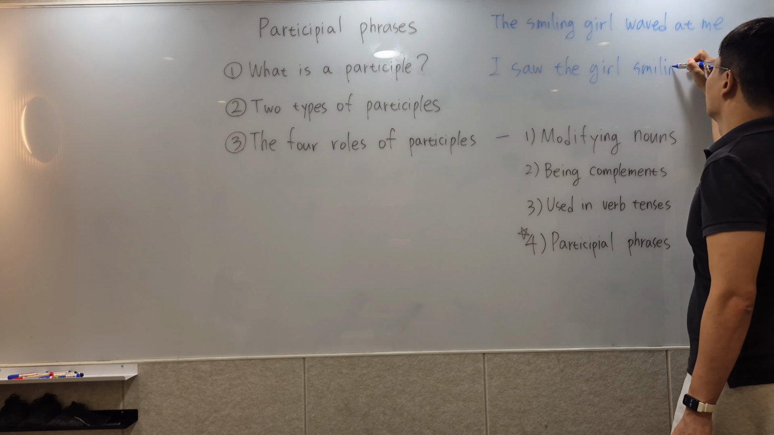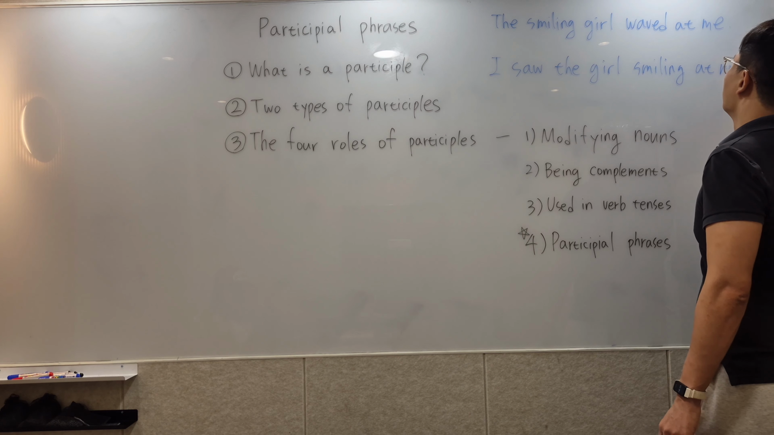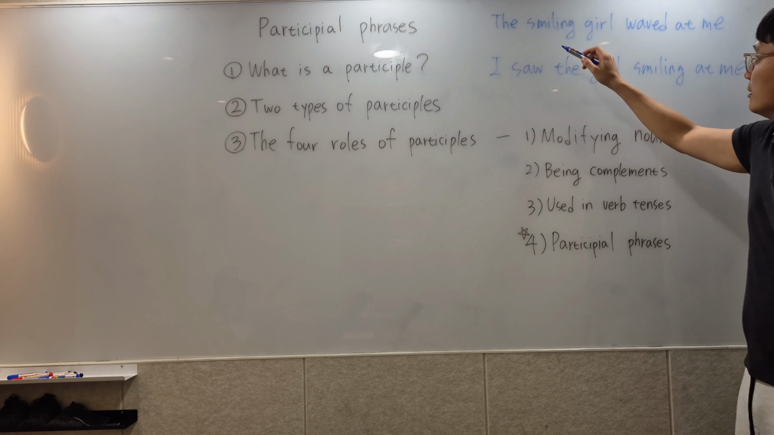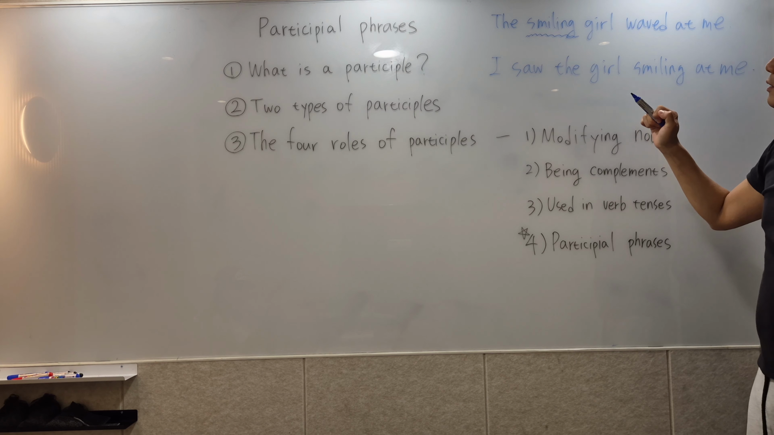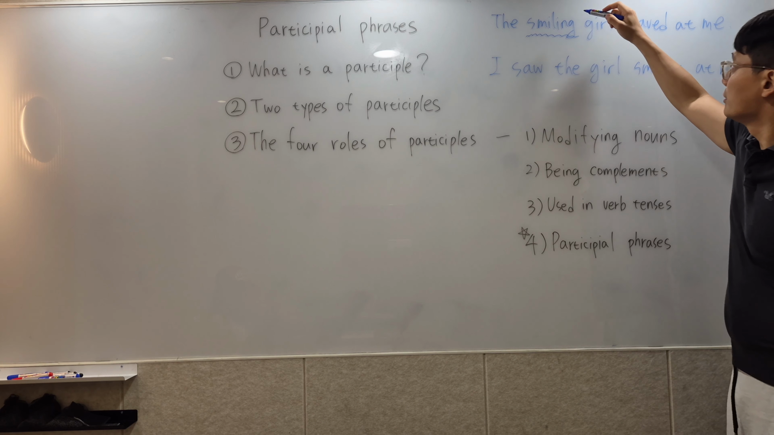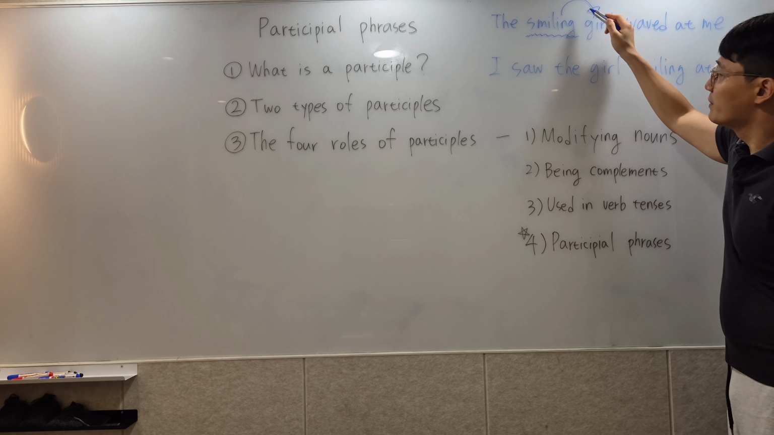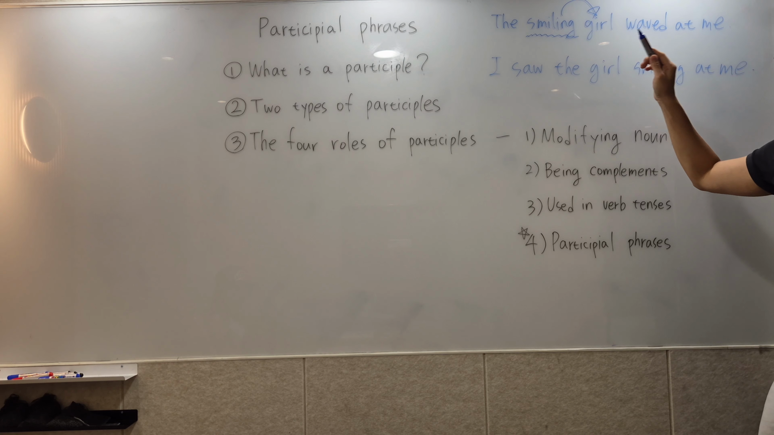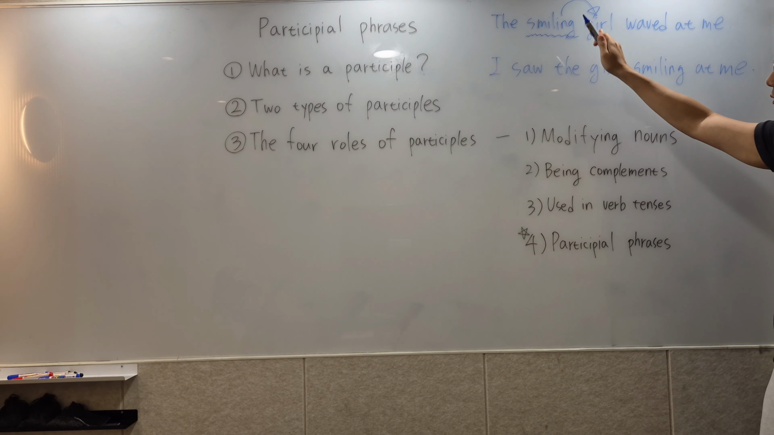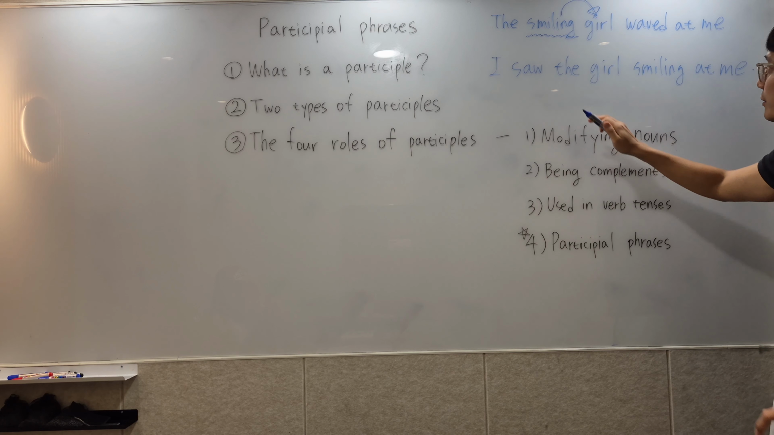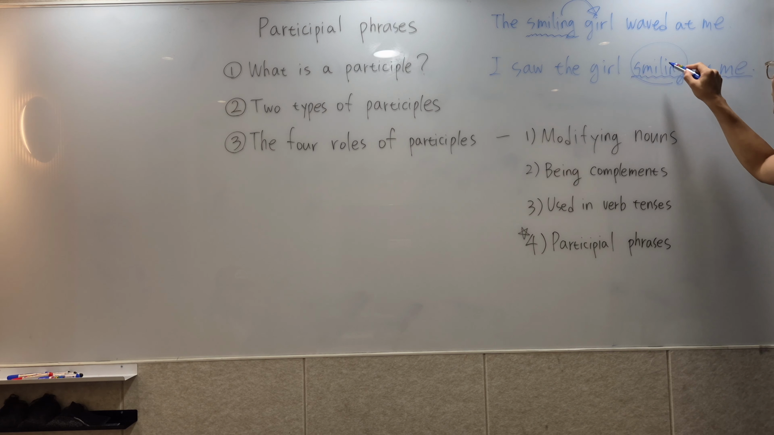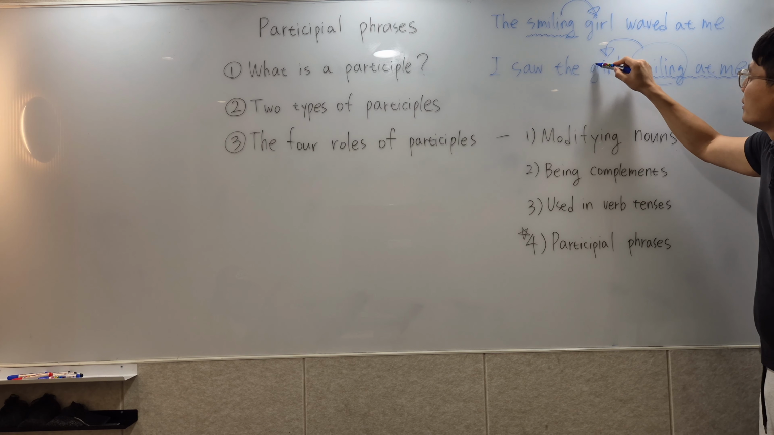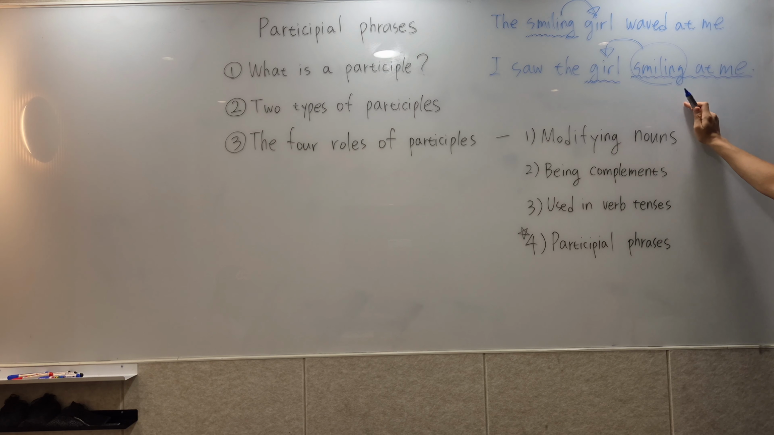smiling at me. So if you look at here, smiling, this part, it's actually a participle of a verb smile, right? It describes a noun girl before the noun, right? The smiling girl. There is no problem to be like a beautiful girl or a smiling girl, the same, right? But if you look at here, I saw the girl smiling at me. Here, the whole part is actually modifying the noun, the girl, even after it.